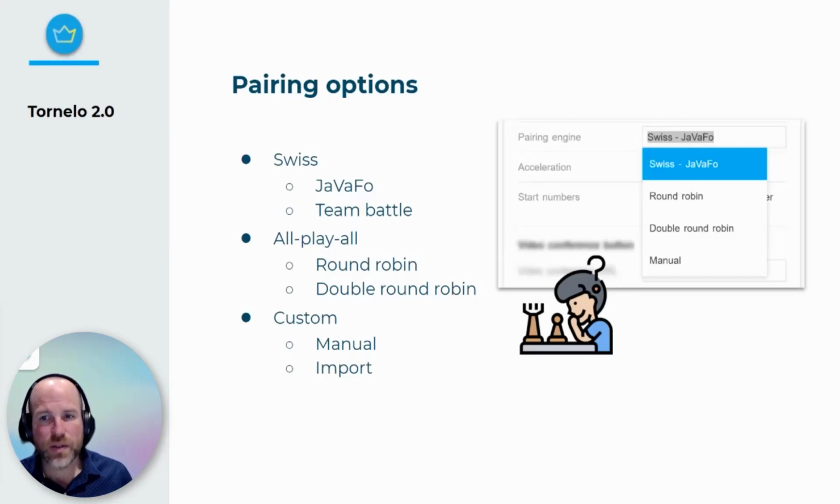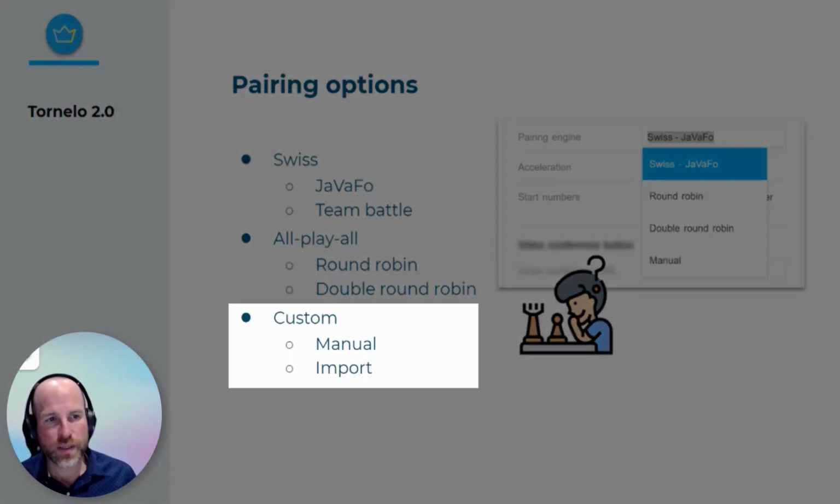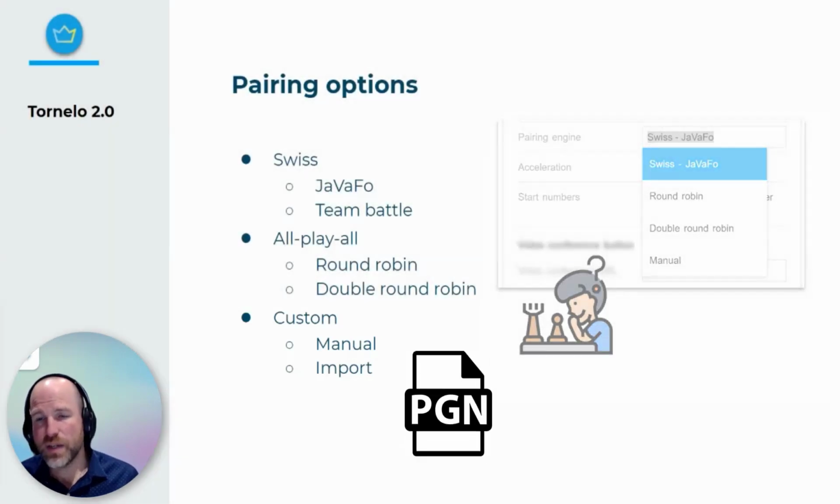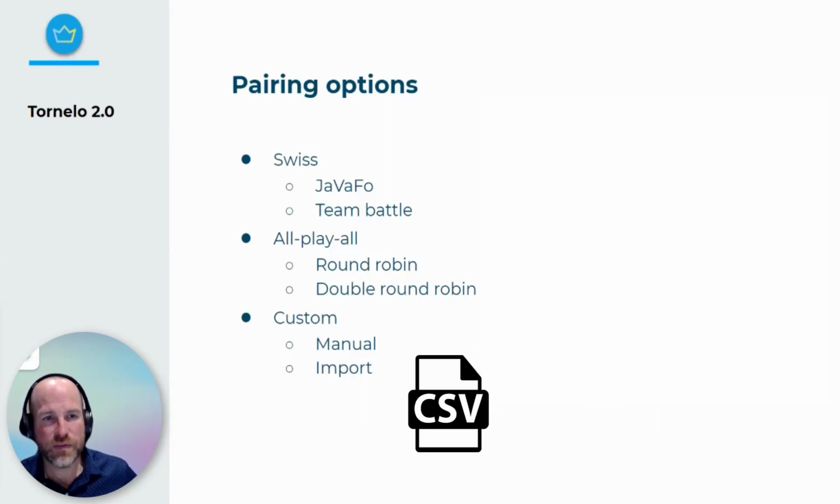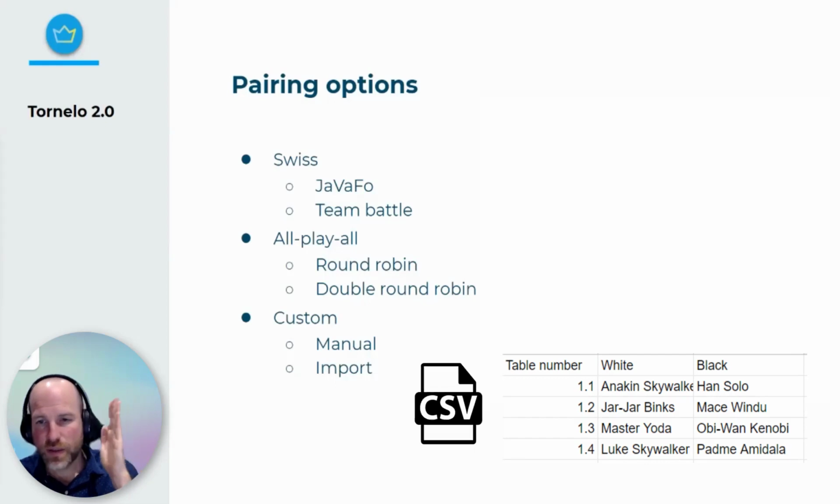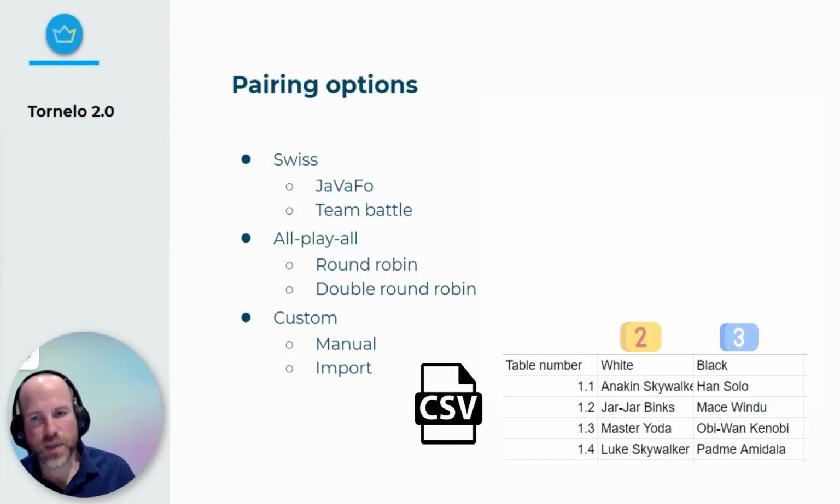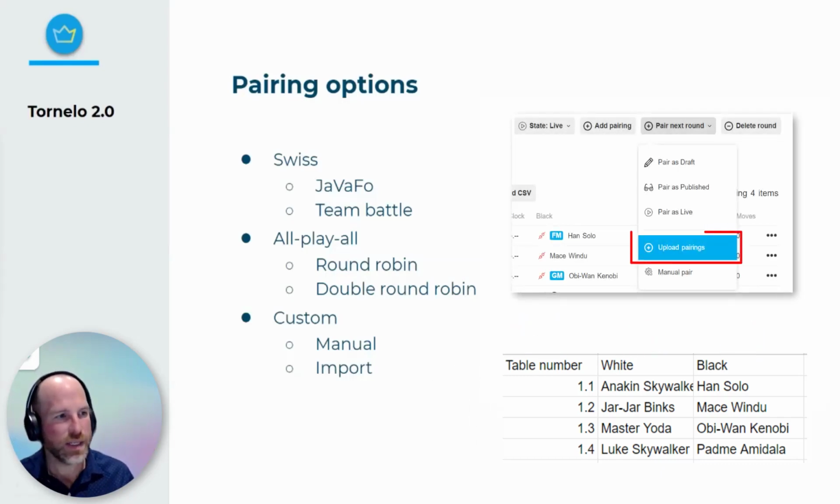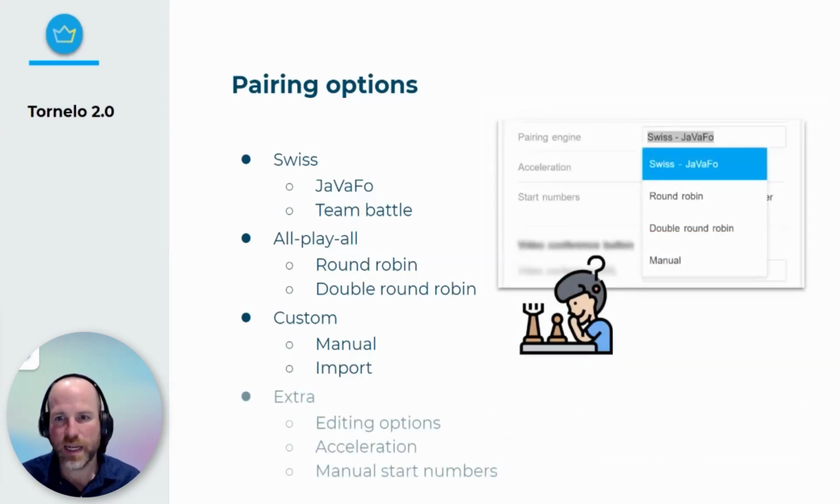Of course, as always, you can do manual pairings and set the pairings yourself, or import pairings. And you can now import pairings either from a PGN file, so you've got games in PGN format that you can import, or you can import them as a CSV file. So that's just an Excel file. You just get the 3 columns, your table number, your players as white, your players as black, and you just save that as a CSV file, upload that into Tornelo, and all your pairings are uploaded. So we certainly try to make it easy to get data in and out.